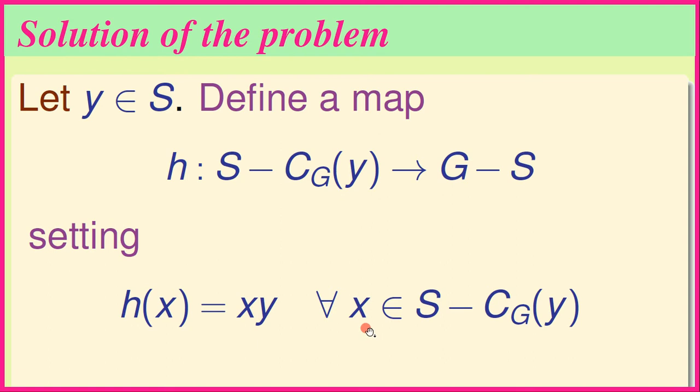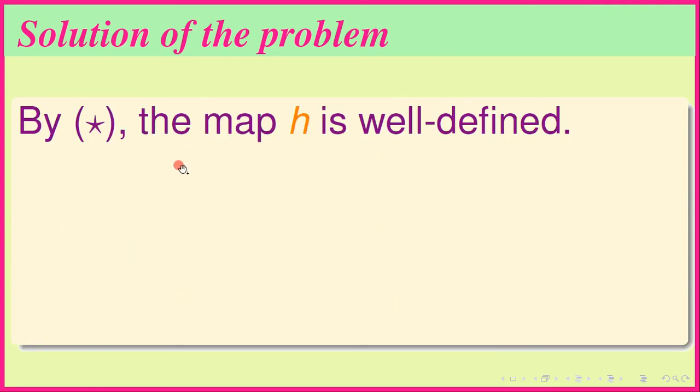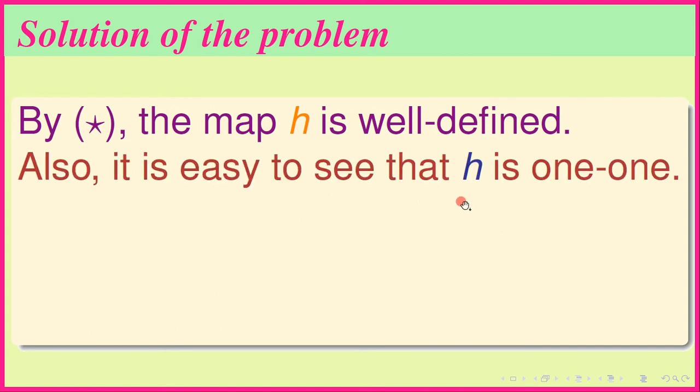So xy is not equal to yx. So that means by star the product xy doesn't belong to S. So it belongs to the complement. So it is well defined. By star the map H is well defined. Also it is easy to see that H is 1-1. Simple cancellation will do.